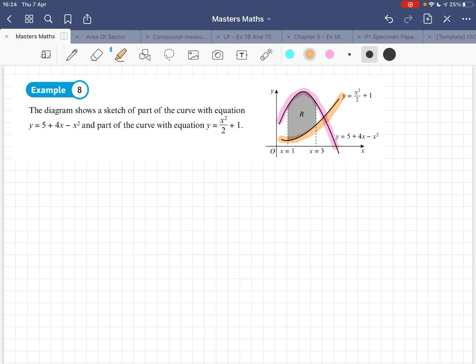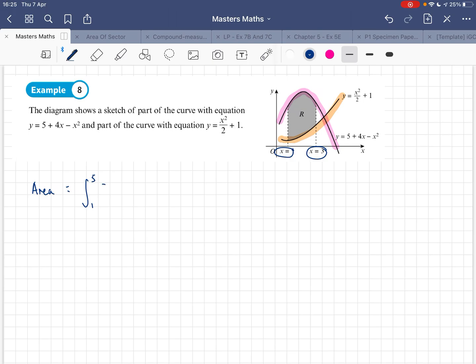Okay, and we're going to do it by integrating both and subtracting. We can see what the limits are because they've been identified on the diagram. So x equals 1, x equals 3. So we are going to find the area by integrating between 3 and 1.